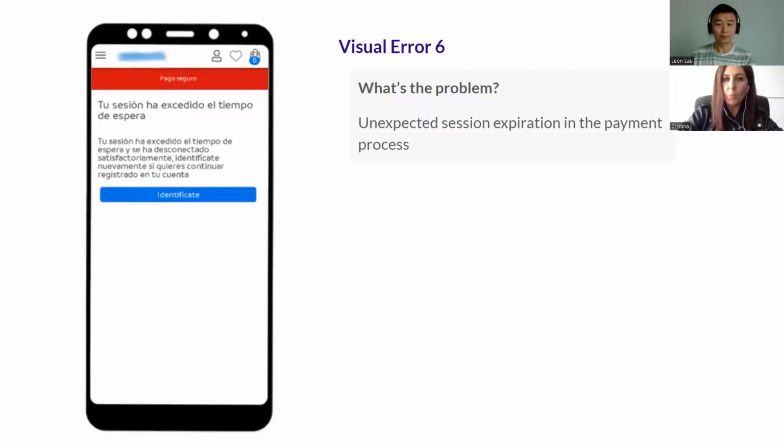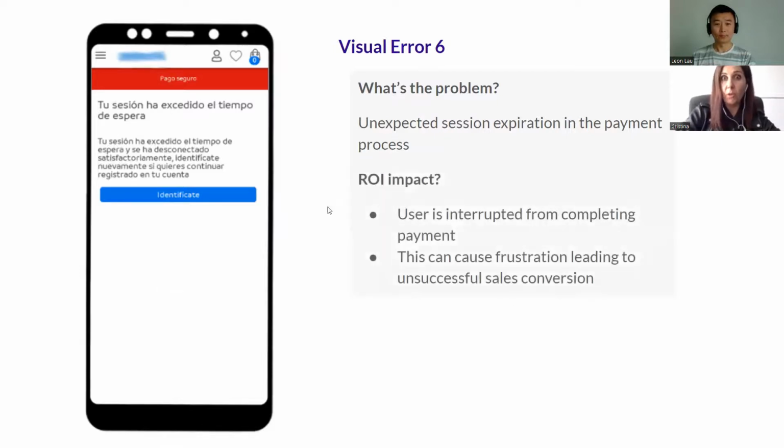Yes, in this example, we see an error message, which translated says that the user's connection was disconnected due to exceeding the waiting time. In this case, this is a visual error showing an unexpected session expiration in the payment process. So this is a major issue when you try to pay for your product and then this pop-up comes and you cannot finish your transaction. So the ROI impact in this case is quite clear. The user was interrupted from completing a payment or a purchase, and this happens quite frequently on e-commerce websites for various reasons.